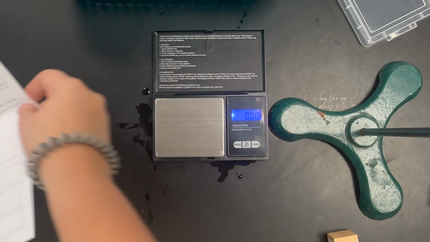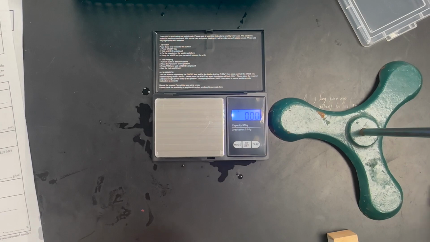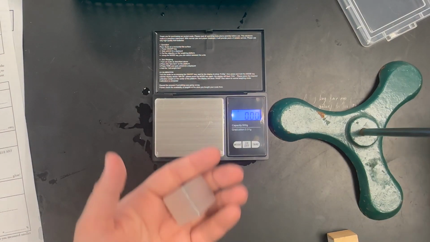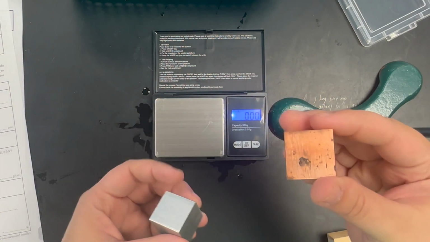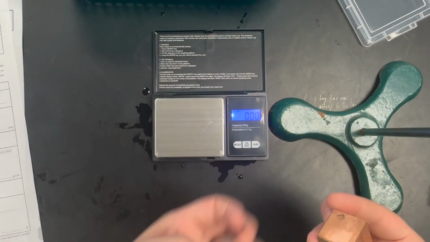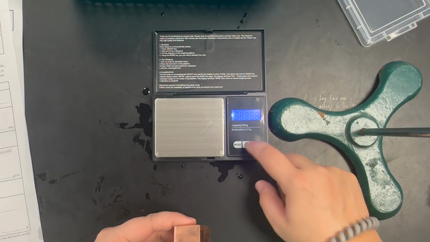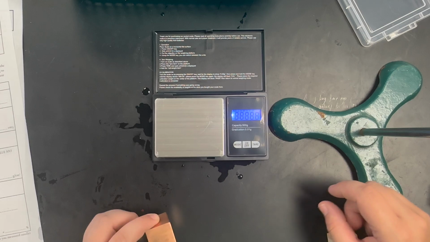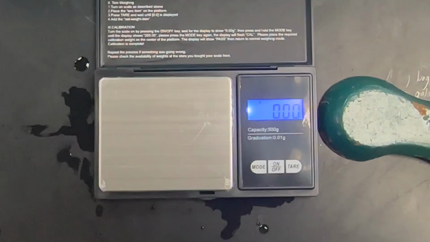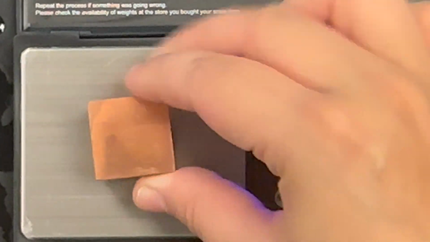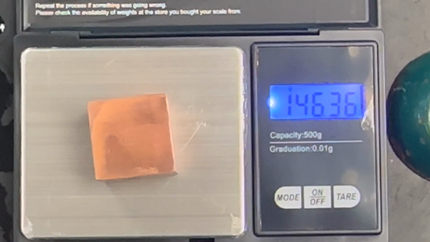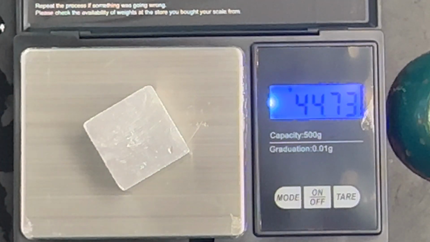Now, last section is very, very similar. We're going to then calculate the density of the two metal blocks. So I'm telling you this is copper, I'm telling you this is aluminum. So again, we're going to take the mass of both of these. So copper has a mass of 146.36 grams. We're going to record that. Aluminum has a mass of 44.73 grams. Again, we're going to record that.